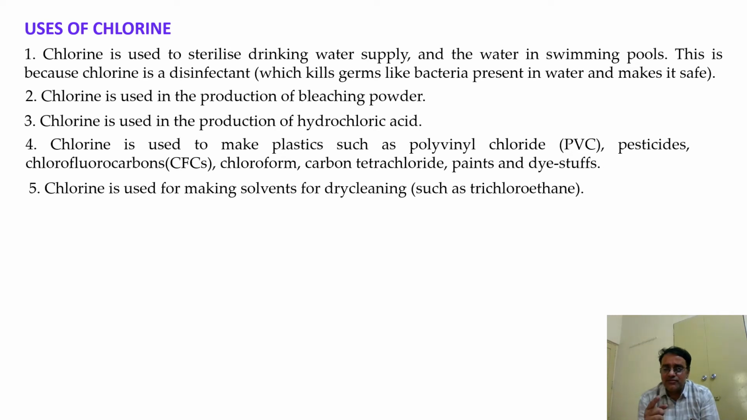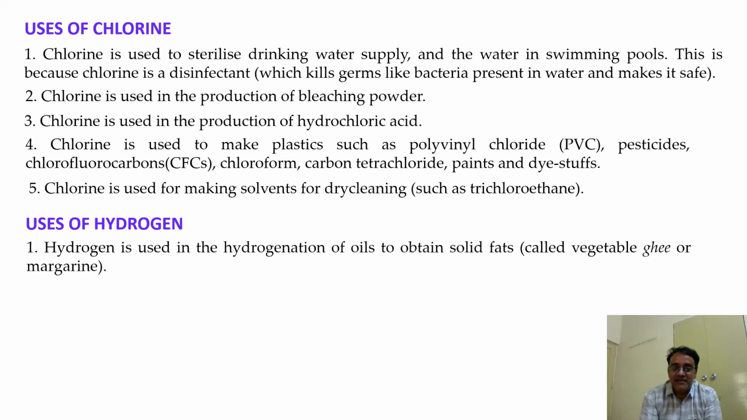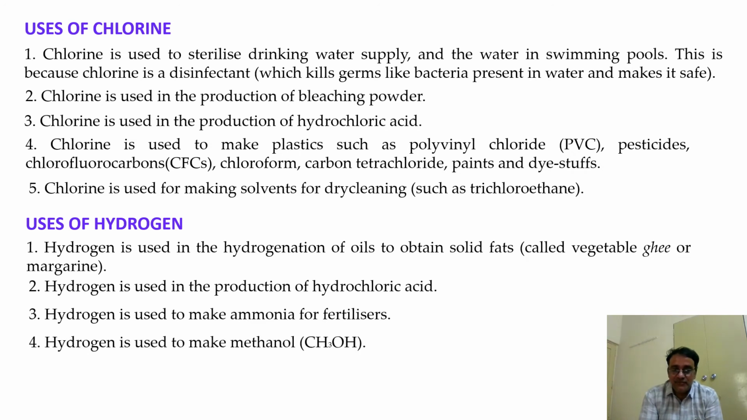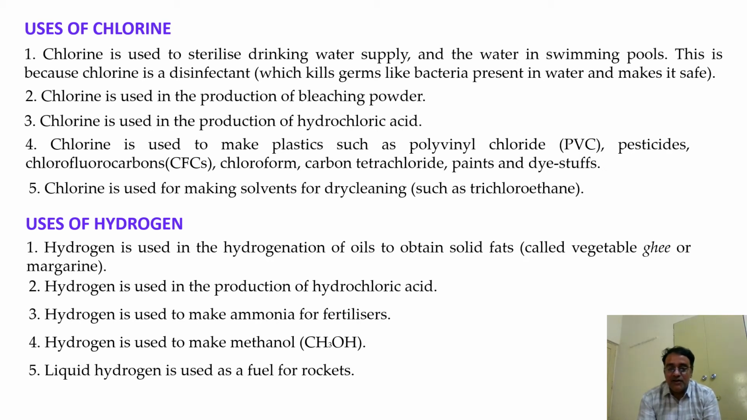Now let us move toward the uses of hydrogen. Hydrogen is used in the hydrogenation of oils to obtain solid fats. Okay, like vegetable ghee, right, and margarine. Next, it is also used in the production of hydrochloric acid, to make ammonia for fertilizers, also to make methanol. So this is the second one. Third one, fourth one, methanol. And the fifth one, liquid hydrogen, is used as a fuel for rockets also.